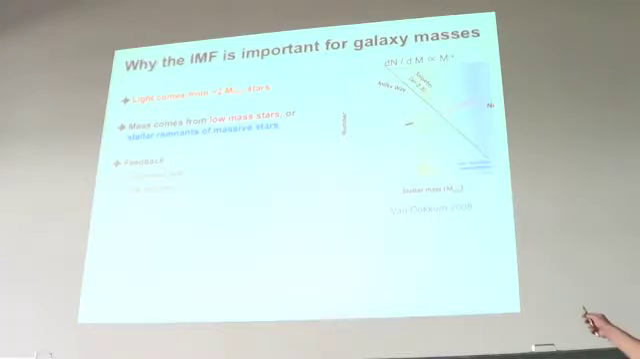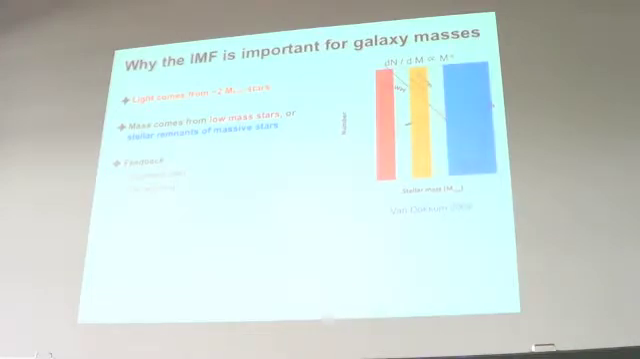The IMF, dN/dM. The important thing to know is that the light in an old stellar population is typically coming from stars around 2 solar masses, because all the more massive ones have died, and the lower mass stars just don't give off much light. But then the mass is either coming from the low mass stars, especially if you have a steep IMF, or it comes from the remnants of the high mass stars.